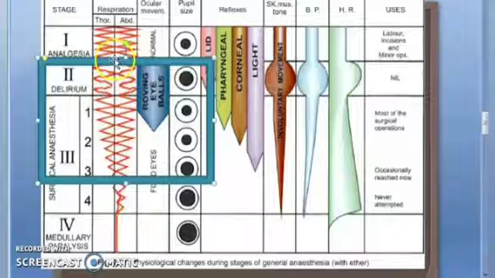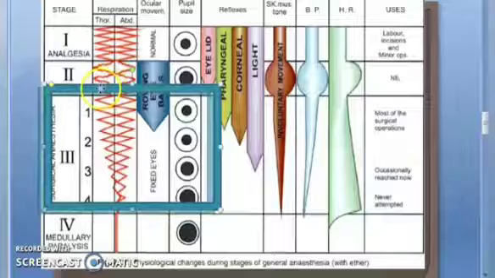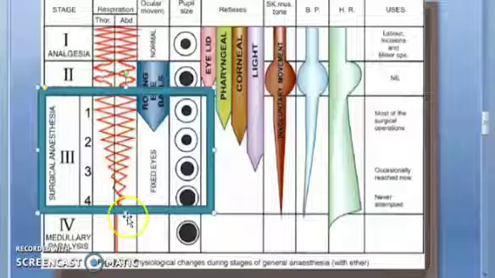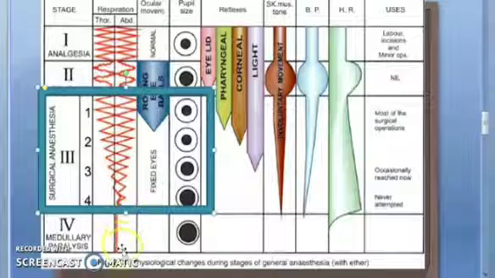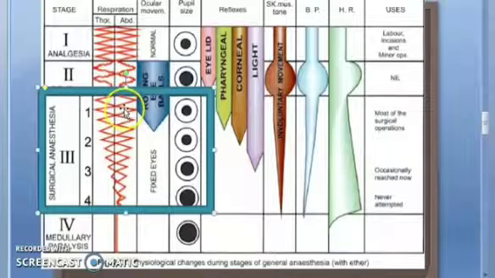Then move on to surgical anesthesia. This is stage 3. In this, the breathing again has become regular, and at the end of this, there is the cessation of regular breathing. So this portion of it is called stage 3. In that there are 4 planes, 1, 2, 3, 4.